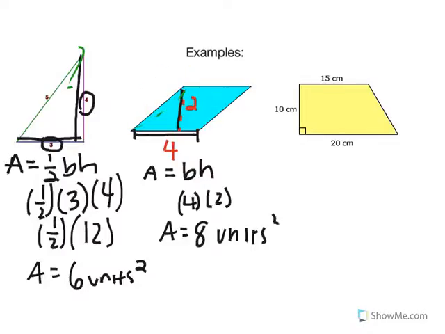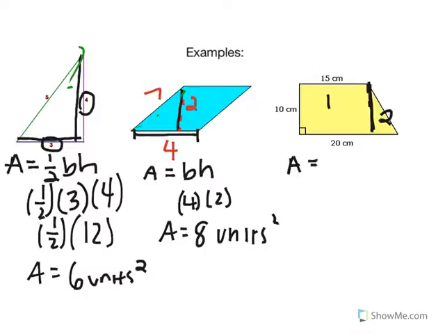And so now we're going to do our composite figure. Now, the easiest way to solve our composite figure is to divide it into 2 different figures, okay? One figure is a rectangle, the second one is a triangle.